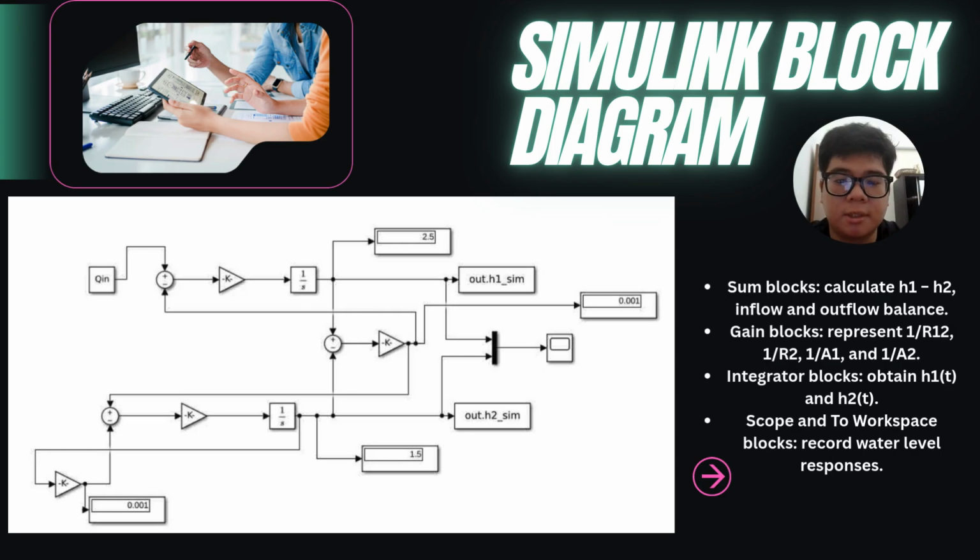So this is the overall Simulink block diagram. The sum blocks represent H1 and H2, and the gain blocks represent 1 over resistance R12, 1 over resistance R2, 1 over area of tank 1, and 1 over area of tank 2. The integrators obtain H1 and H2 over time. The scope and To Workspace blocks record the water level response.